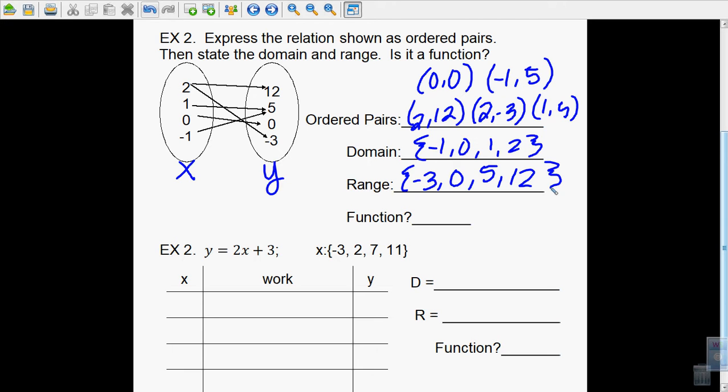Is this a function? Nope. Why is it not? My x value repeated. Isn't there 2 lines coming from one value? Yeah. So right here I have 2, 2. So this is the problem. This guy right here is my problem. That's what makes it not a function. So this is a no.